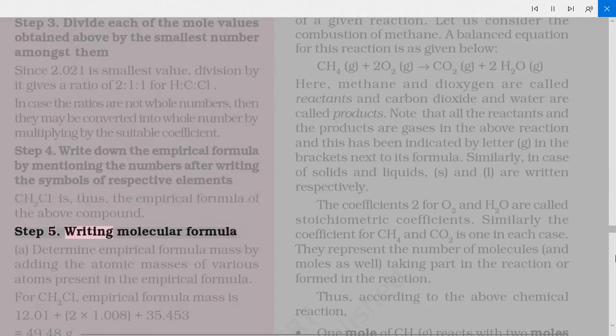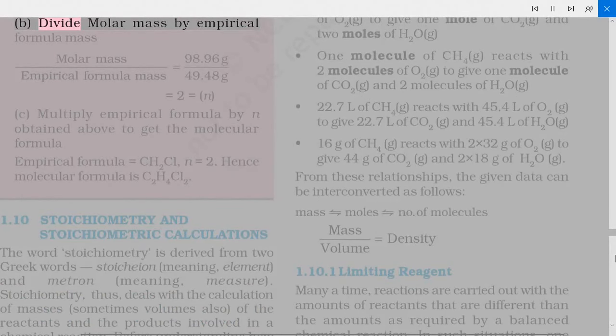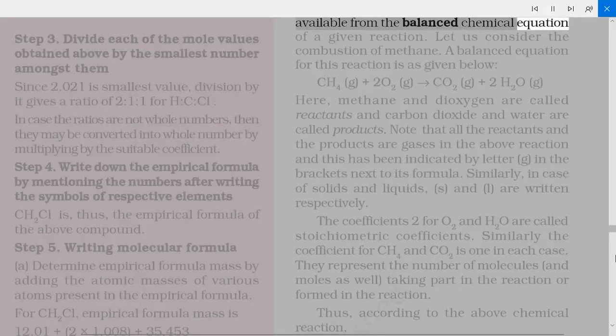Step 5. Writing molecular formula. a. Determine empirical formula mass by adding the atomic masses of various atoms present in the empirical formula. For CH2Cl, empirical formula mass is 12.01 plus 2 times 1.008 plus 35.453 is equal to 49.48 g. b. Divide molar mass by empirical formula mass is equal to 2 is equal to n. c. Multiply empirical formula by n obtained above to get the molecular formula. Empirical formula is equal to CH2Cl, n is equal to 2. Hence molecular formula is C2H4Cl2.